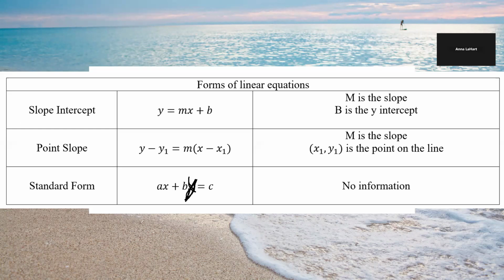That's what's called standard form of an equation, and it absolutely gives you no information. Nothing, you cannot pull anything out of it. With these two, you get a slope, a point, or a y-intercept. This one, you got nothing. But going from standard form to slope-intercept is a very important technique.